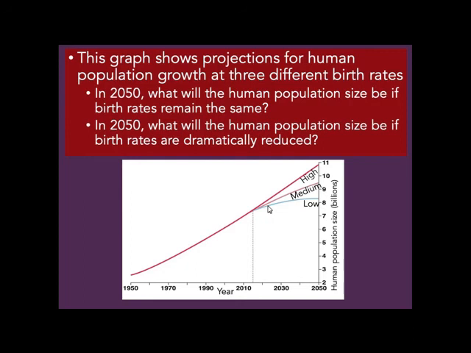Which one is that? Well, I guess that's at high rate. Oh my goodness, that's almost 11 billion people. Yeah. What about if birth rate is dramatically reduced? Like 8.3 billion people. Yeah.